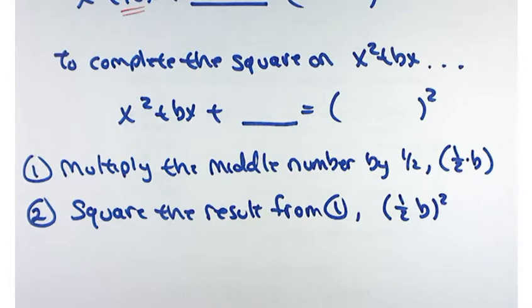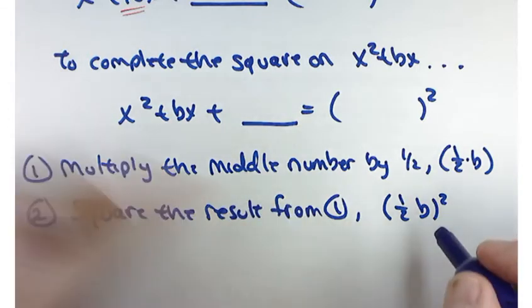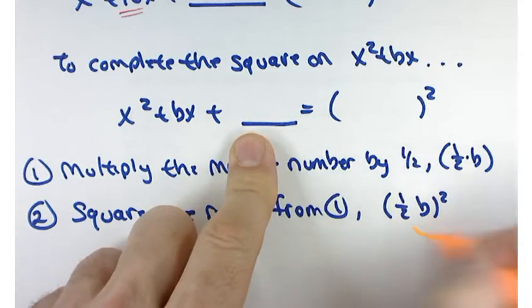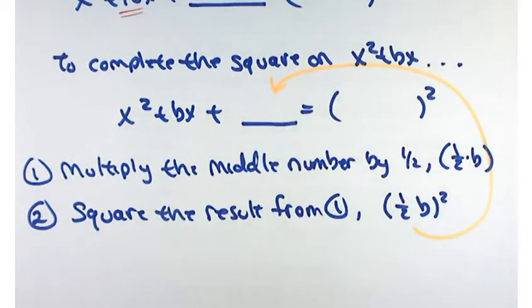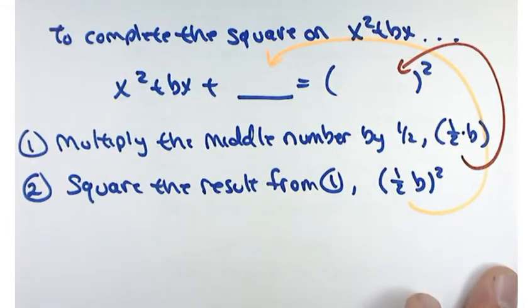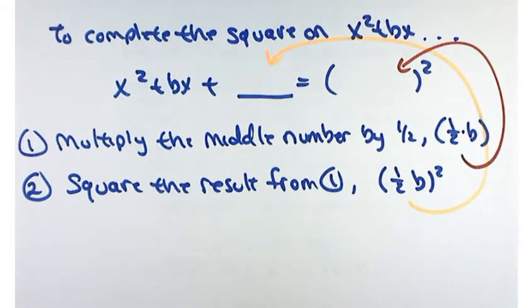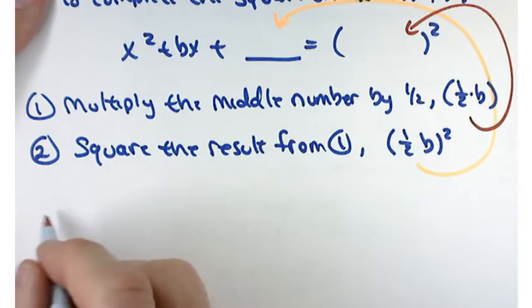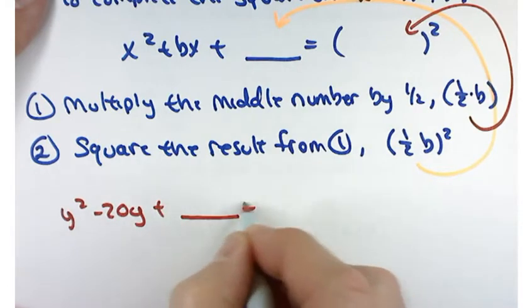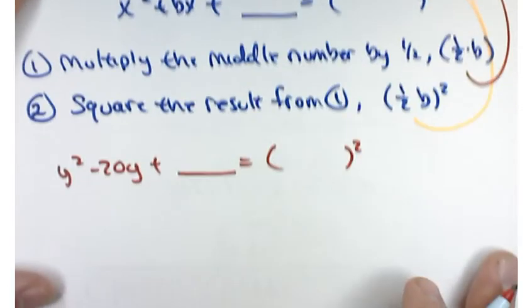So the second one of these is going to go right here. That's what happens to that one. And then the other one is going to help us with the factorization here. So let's see a nice friendly example of this to start with. y squared minus 20y plus something is something squared.